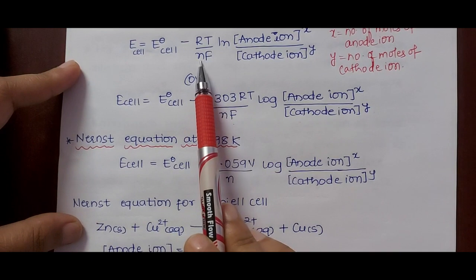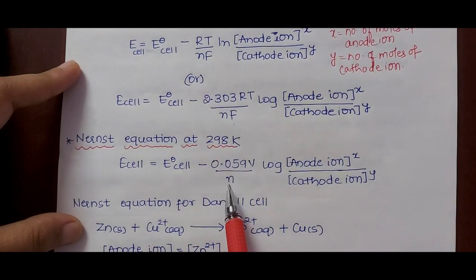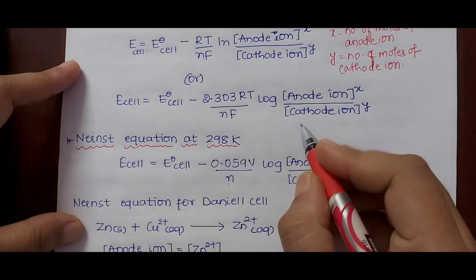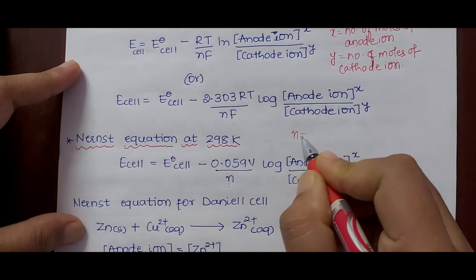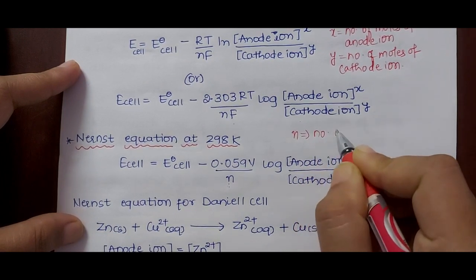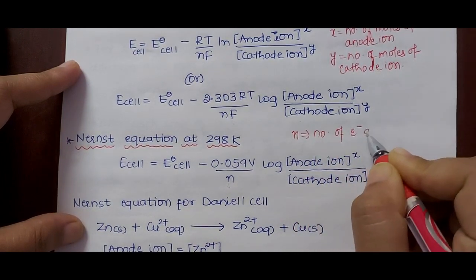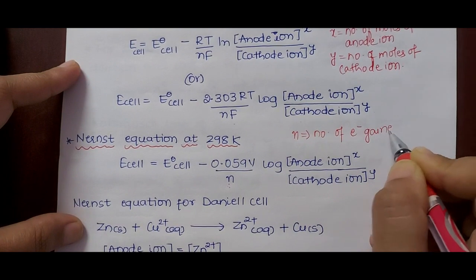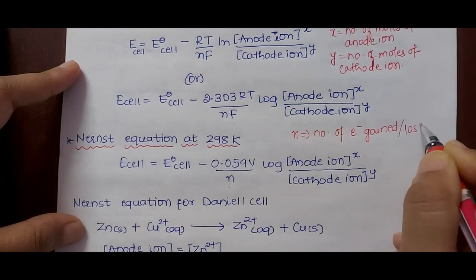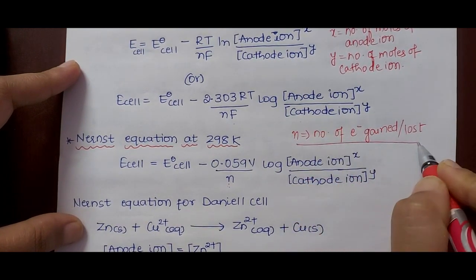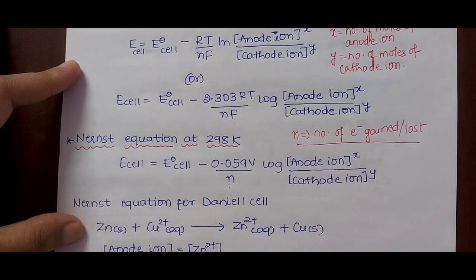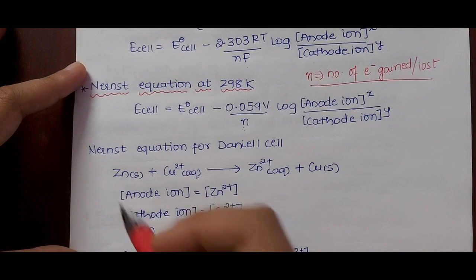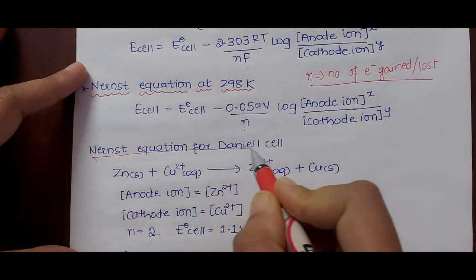So the n value here, we can't write directly. It depends on the reaction which is occurring. So here the value of n is the number of electrons gained or lost, as they should be equal. The number of electrons gained should be equal to the number of electrons lost. Hence, we'll try to write the same Nernst equation for the Daniell cell.